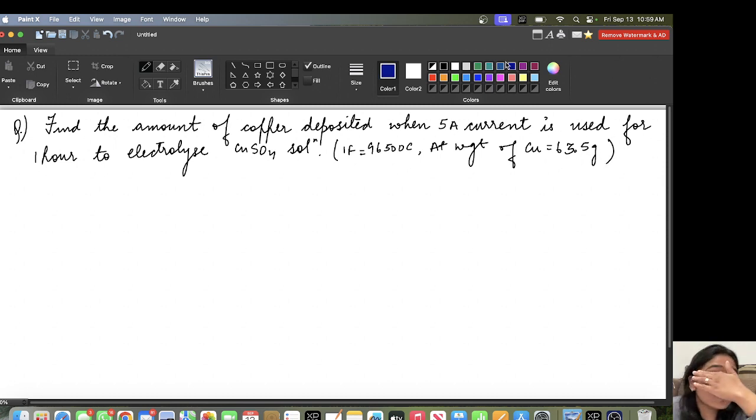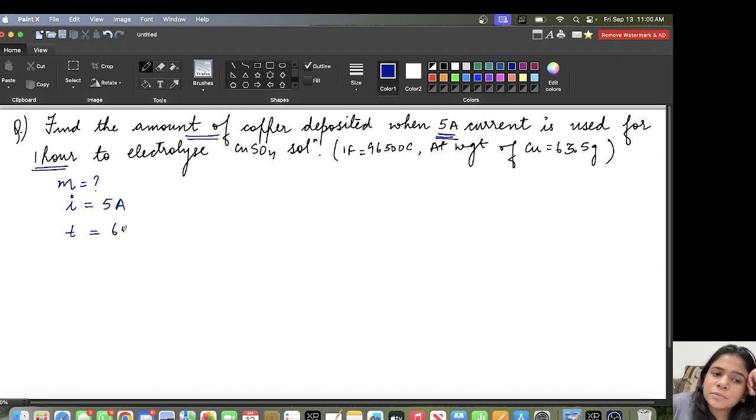So firstly we'll write what is asked for us and what do we need to find. Find the amount of copper. Amount of copper means they are asking us the mass, right? They are asking us to find the mass. Deposited when 5 ampere of current. Ampere means I, right? 5 ampere is the current, used for 1 hour. What is the time? Time is 1 hour.